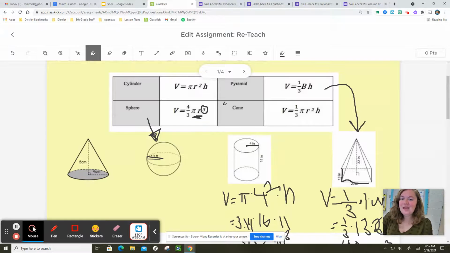All right. And last but not least, we have a cone. A cone kind of looks like an ice cream cone flipped upside down, right? It has a circular base. So for this one's equation, we have to do volume equals 1/3, once again, times pi, 3.14, we know that, times the radius squared. And again, the radius is from your midpoint to the edge. So in this circumstance, our radius is 4 centimeters, times the height, and that's just 5 centimeters in this case.